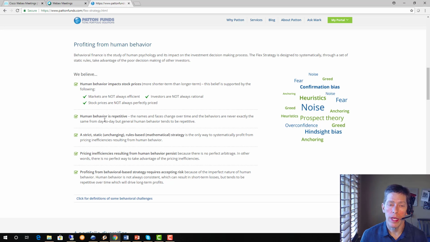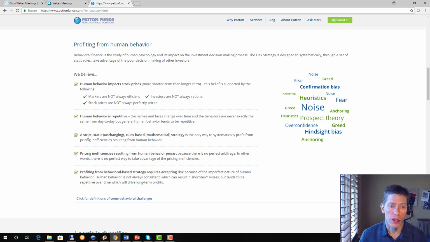Number two is that human behavior is repetitive. We recognize that human behavior is not always exactly repetitive when it comes to investment decision-making because you have so many investors all coming together in one place. But we do believe that investor behavior shows signs of repetitive nature over time, and that's what we're here to take advantage of.